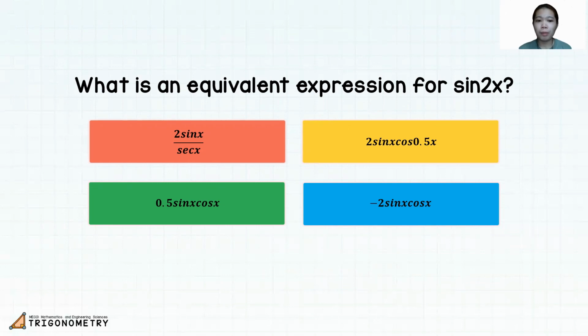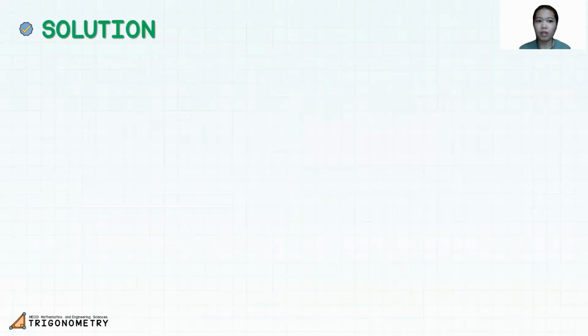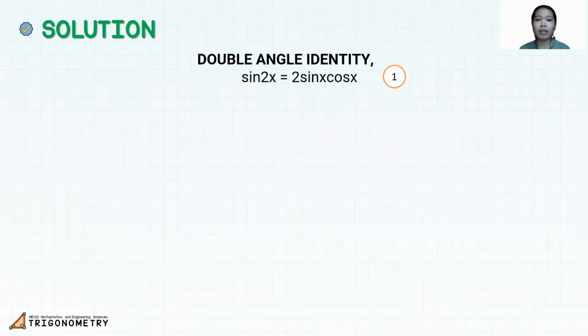Among these, nearest to 2 sine x cosine x are the red and yellow boxes, since they both have 2 sine x in their expression. To examine which of these is correct, we will be involving some other trigonometric identities. First, the double angle identity: sine 2x is equal to 2 sine x cosine x. This will be our equation 1.